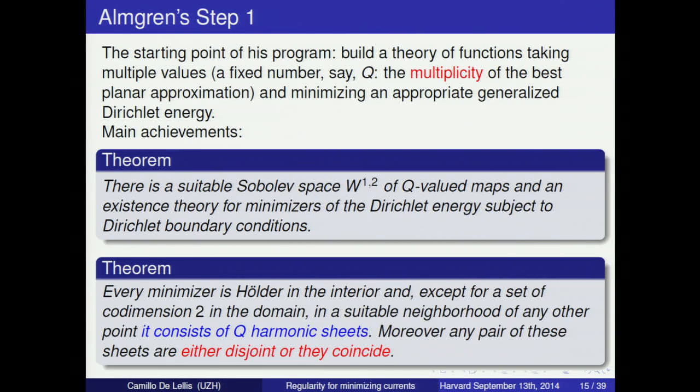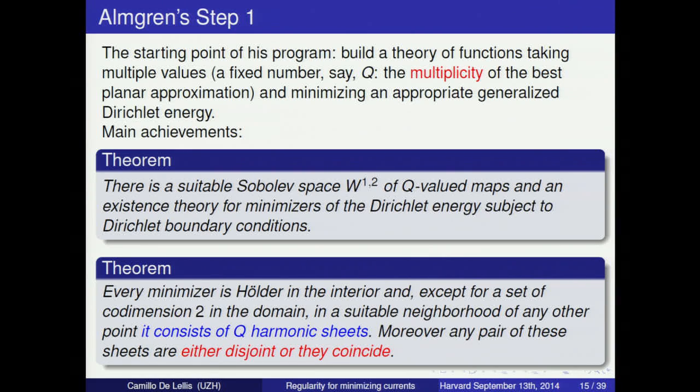And the answer of Almgren is really beautiful. In the first fifth of his book, he proves that you can define Sobolev maps taking more than one value with a geometrically meaningful definition of Dirichlet energy. Of course, if I define the Dirichlet energy to be stupid, identically equal to 0, then I get a trivial theory. So I want the Dirichlet energy that I can spend in a geometric problem. And the spectacular achievement is the second theorem, which gives you a regularity theory for the minimizers of the Dirichlet energy, which is almost optimal, actually.